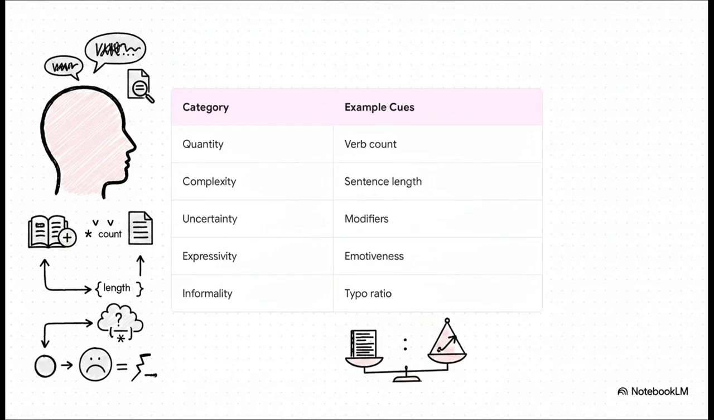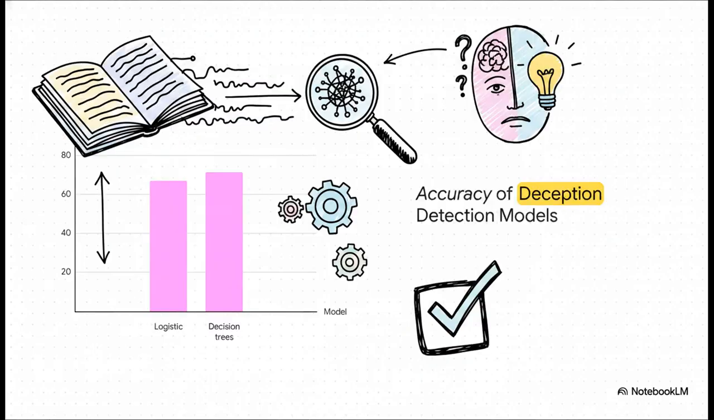They looked at the quantity of verbs, the complexity of average sentence lengths, and the use of modifiers that show uncertainty. They even looked at the ratio of typographical errors in passive voice. Literally every single word choice became a data point. And the results of feeding purely text-based features into these advanced models were totally striking. While a logistic regression model caught the deception about 67.28% of the time, the decision trees model successfully detected deception with an impressive 71.60% accuracy, and that is all just by analyzing the structure and choice of words on a page.